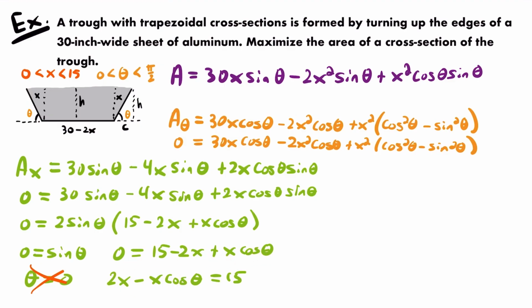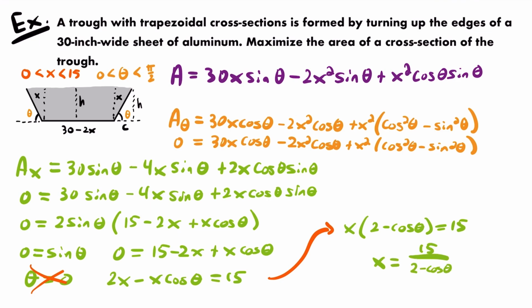Now pulling out a common factor of x, and I'll do that over here, we have x times (2 minus cosine theta) equals 15, and then dividing both sides by this quantity, we get that x is equal to 15 divided by (2 minus cosine theta). And so now that we have solved for x here, we will be able to plug that into this equation and try to solve for theta.